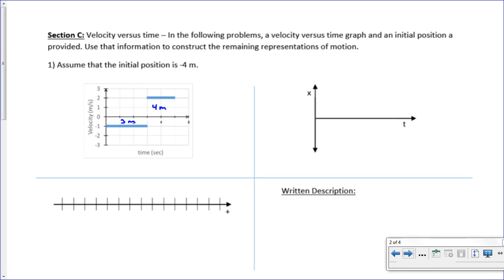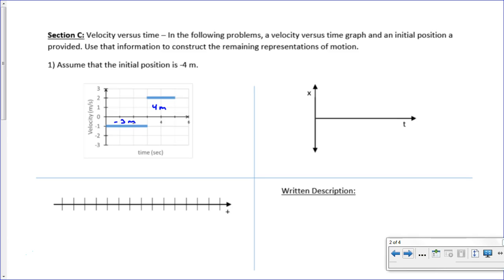And so that gives us the distance traveled. If you want, you can think about it as displacement and throw a negative sign in there on that first one because it's -1 meters per second. All right, I think that makes sense. So it goes down 3 and then it goes up 4. Our initial position was -4.